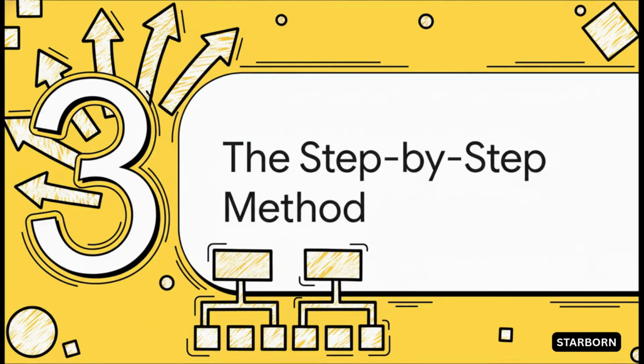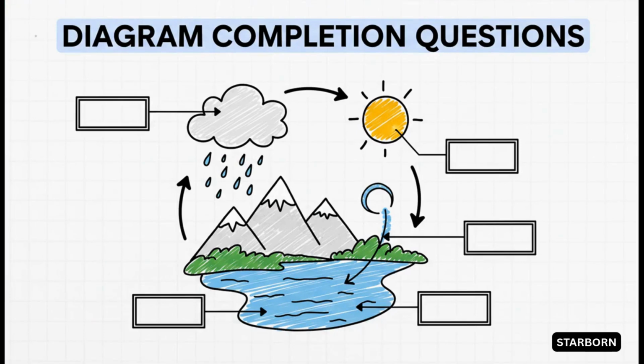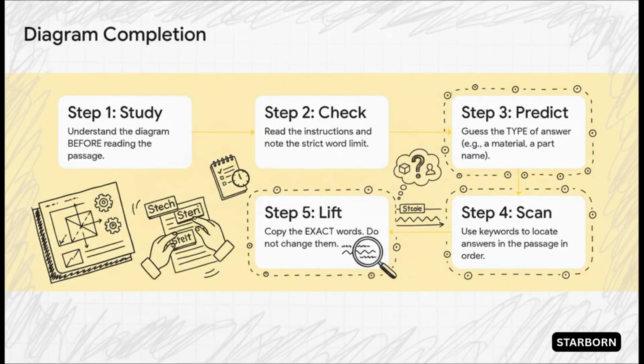Rules are awesome, but you need a process, right? A game plan. So let's build on those rules with a practical step-by-step method you can just run on autopilot every time you see one of these questions. We're going to start with diagram completion questions. You know the ones I'm talking about. They usually show a process, like how a machine works or some kind of natural cycle, with little labels pointing to different parts. Here is your 5-step playbook.